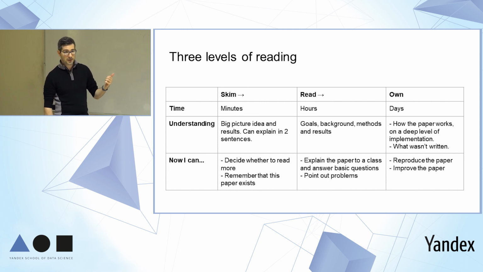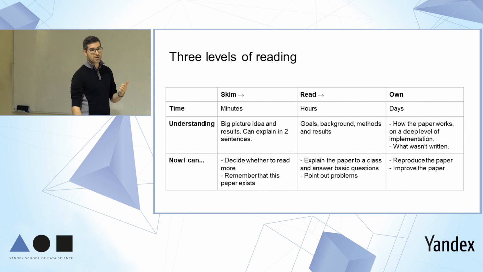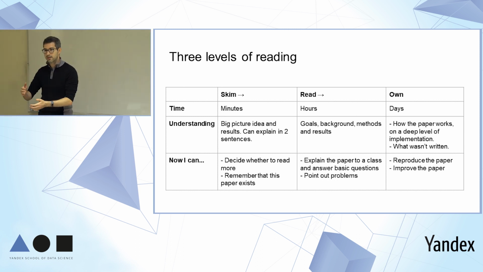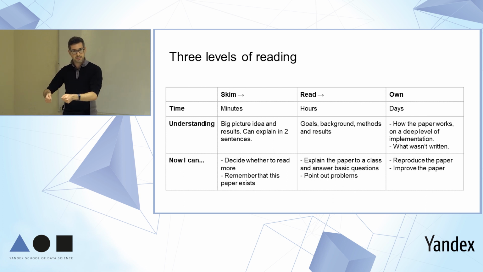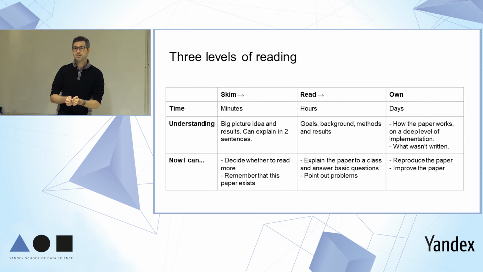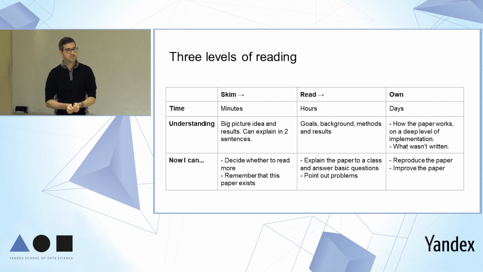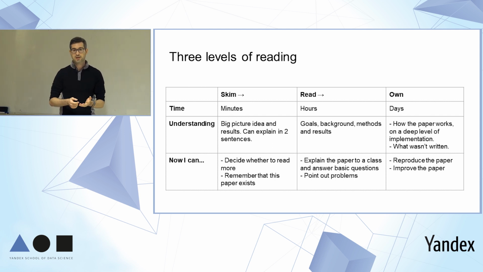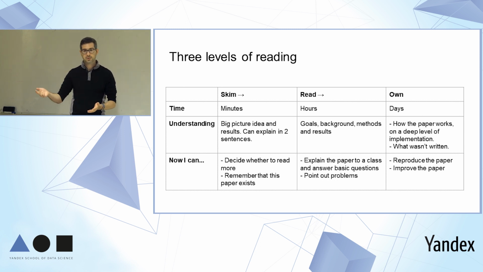And finally, owning. This applies in actual industry. When you want to take a paper and then improve on it, or use this method and apply it to your own problem, this is the part where you have to own it. And by owning, I mean that you actually are able to implement it yourself, where you look at the code and it's familiar to you, where you start finding mistakes just because you know everything, where you start thinking about improvements.